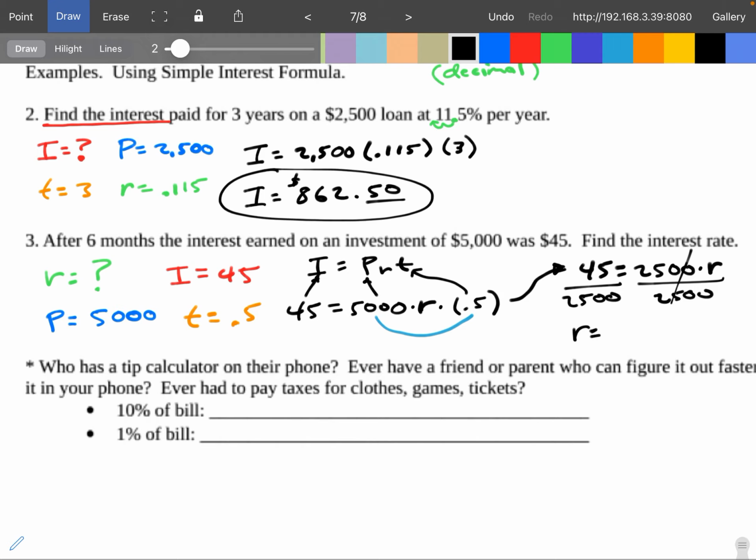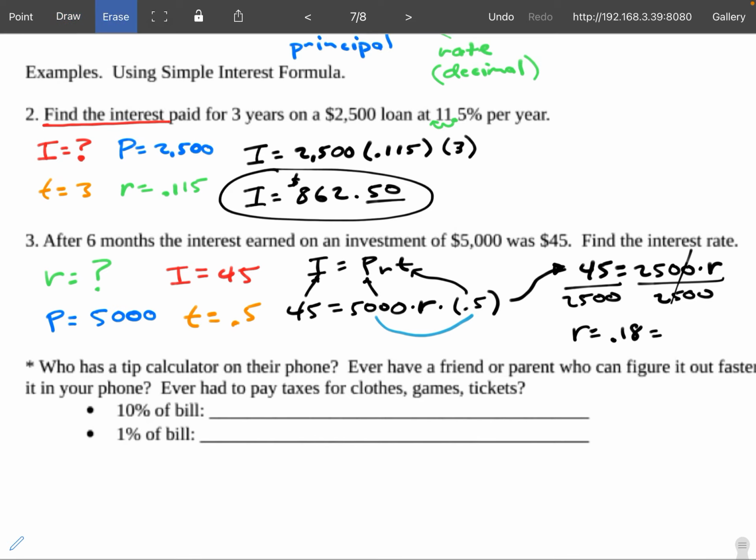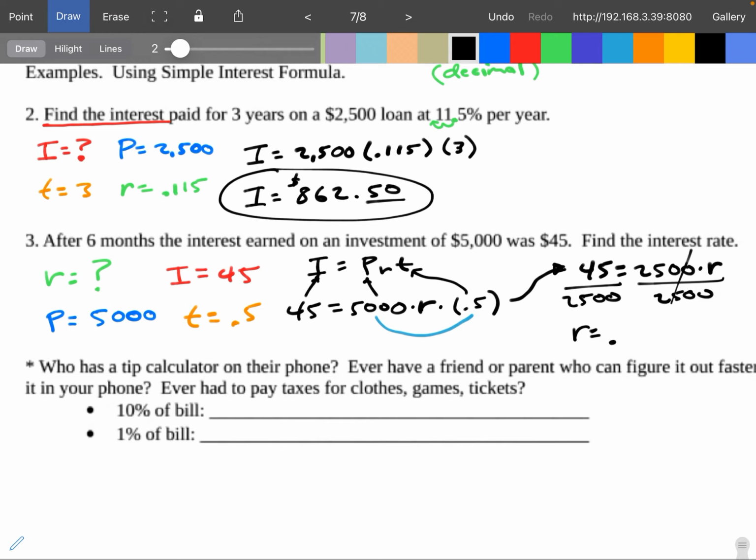And then these will cancel out, and you'll get R equals. And then you're going to need your calculator again. So 45 divided by 2,500 is 0.018. Oh, did I miss? Yeah, I missed one. That's supposed to be 0.018. So 0.018.